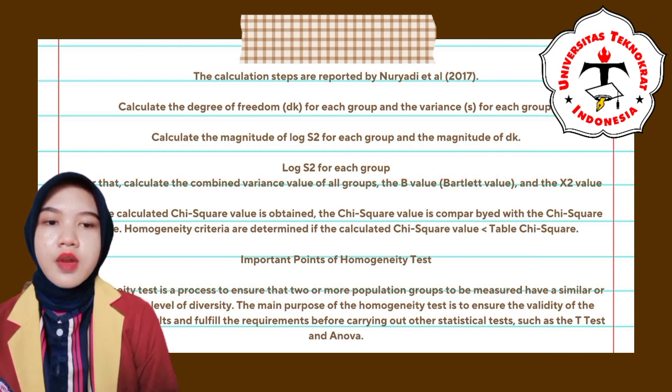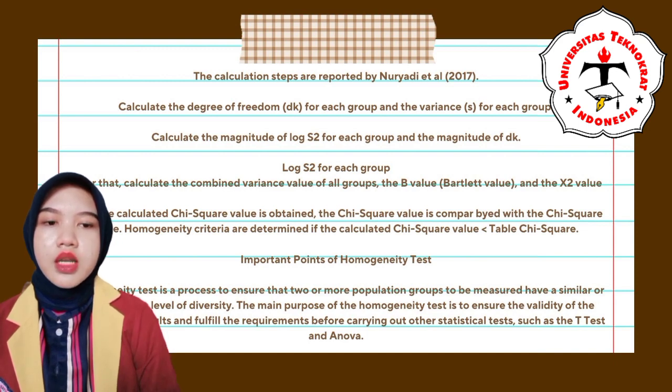Calculate the degrees of freedom for each group and the variance S2 for each group. Calculate the magnitude of log S2 for each group and the magnitude of the degrees of freedom times log S2 for each group. After that, calculate the combined variance value of all groups, the B value, and the X2 value. After the calculated chi-square value is obtained, it is compared with the chi-square table. Homogeneity criteria are determined if the calculated chi-square value is less than the chi-square table value.